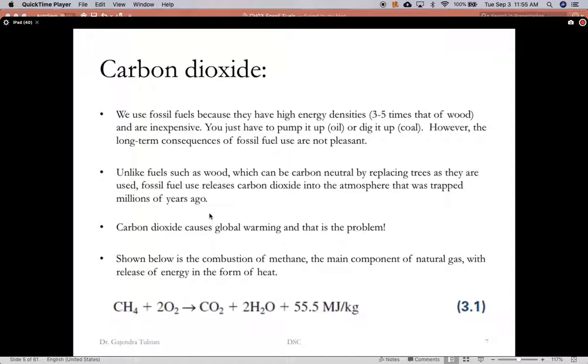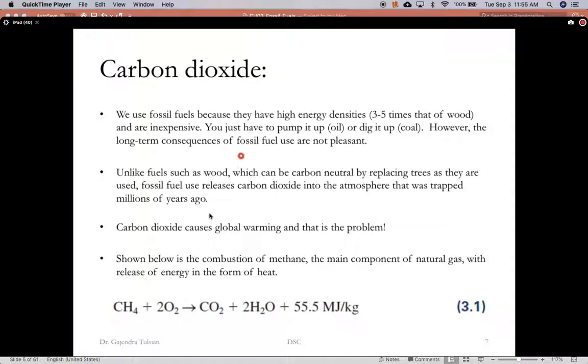Okay, so why do we use fossil fuels? Because they have high energy densities. That is, per pound, they have more energy than wood, 3 to 5 times that of wood. And they're inexpensive. To get oil, you just have to pump it up from the ground, and coal, you just have to dig it up. There's nothing else you have to do, pretty much.